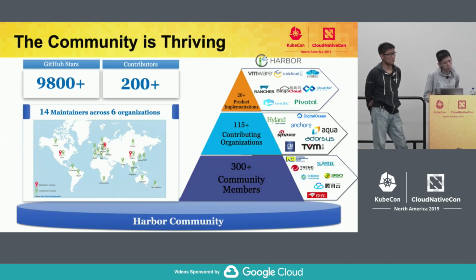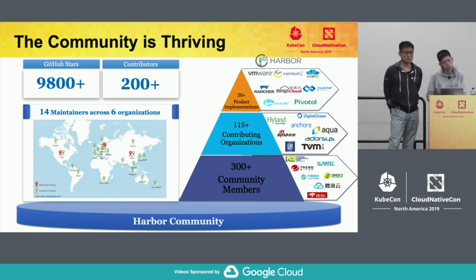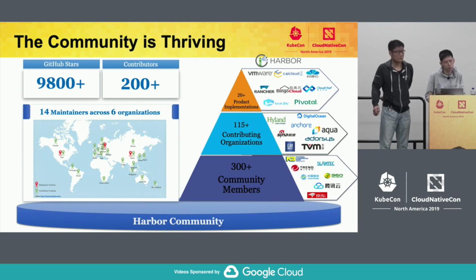Just a little update on the community. So we have almost 10K stars on GitHub with 200 plus contributors, 14 maintainers spanning 6 organizations. And we also have 20 plus product implementations leveraging Harbor. So, the big ones, the VMware Pivotal PKS, which is our enterprise-grade Kubernetes solution, is leveraging Harbor. So Essential PKS and Enterprise PKS are both leveraging Harbor.